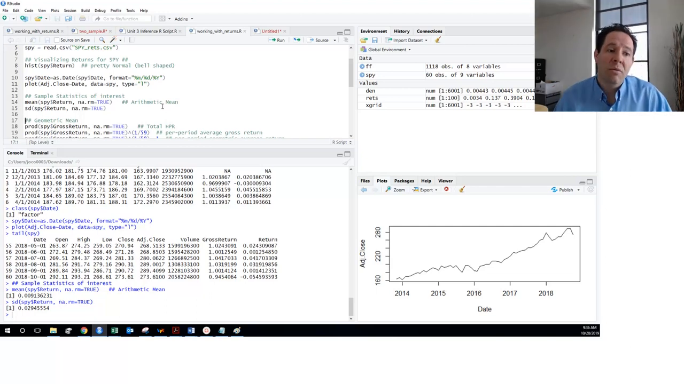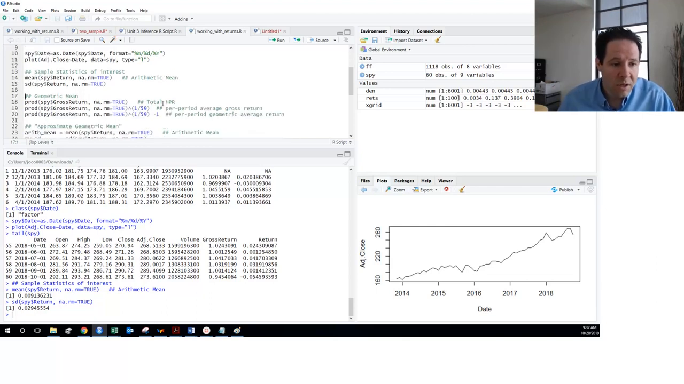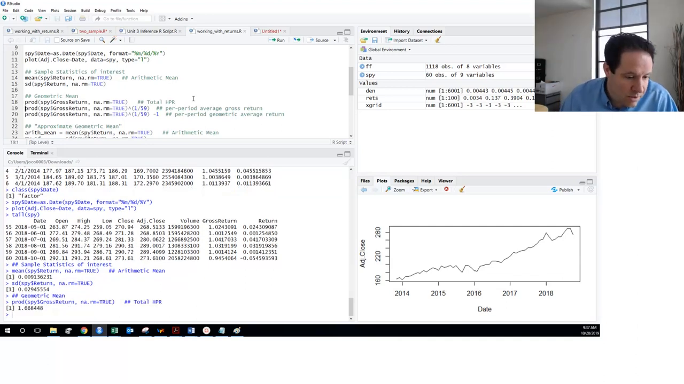Although the thing that you really want to do is compound the returns to get an idea of what the total return is. Well, here what we're going to do is compound the returns. What was the total holding period return, holding period gross return? Well, that was 1.668. How do we interpret that?